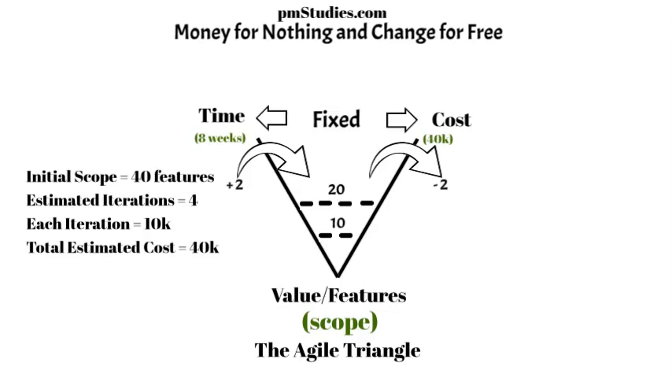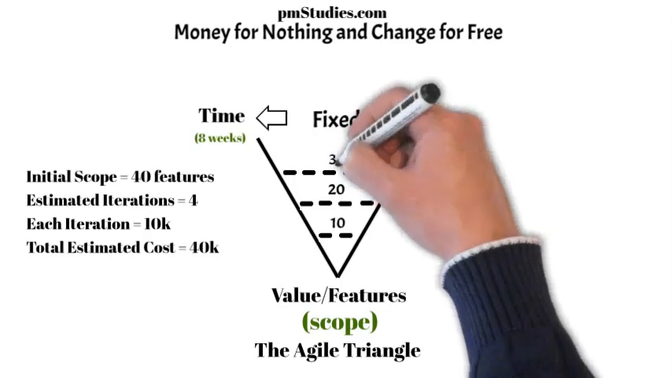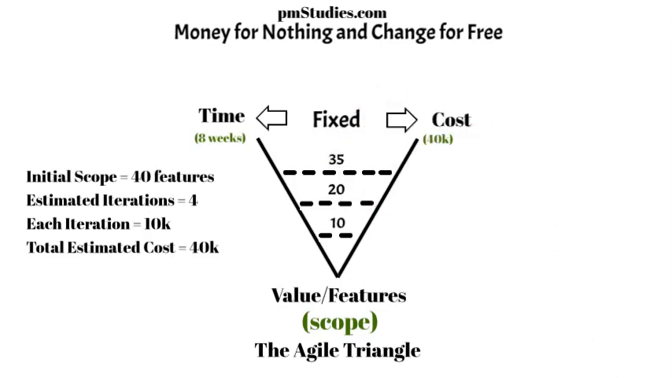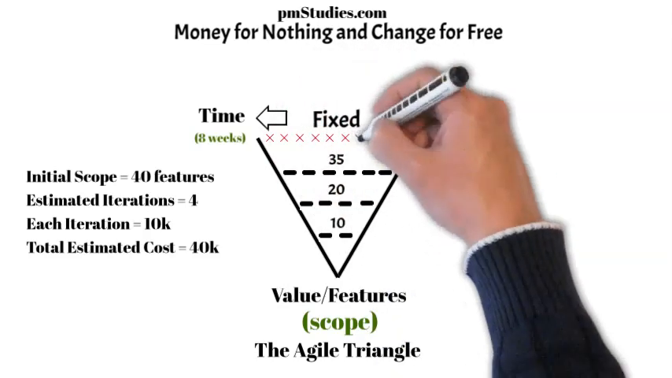Work continues. The team doing the work has become a high-performing team and the velocity has increased. At iteration 3, they managed to add 15 features, bringing the total count to 35 features. At this point, the customer decides that the application has sufficient business value for market launch, and thus the 4th iteration is no longer needed.